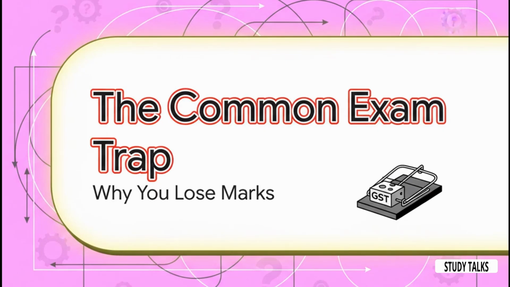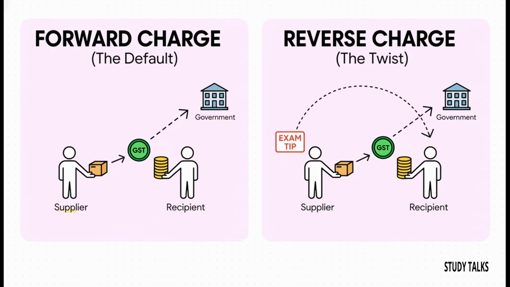All right, let's get right into it. Why is that trap so effective? Why do we fall for it? It's all because our brains are hardwired to think about the default setting in GST. Okay, so normally, GST works on what we call forward charge. That's the default. You can see it on the left. The supplier sends an invoice, collects the tax from you, the recipient, and then pays it to the government. Easy. But the twist on the right is the reverse charge. The whole flow gets broken. The recipient, that's you, completely bypasses the supplier and pays the tax directly to the government. The supplier is literally out of the loop on the tax payment.